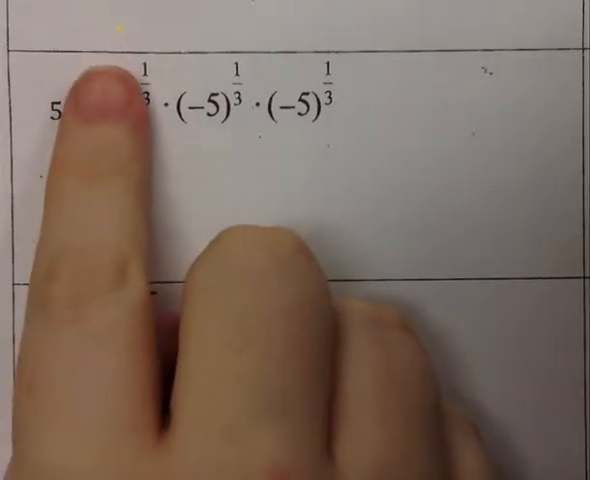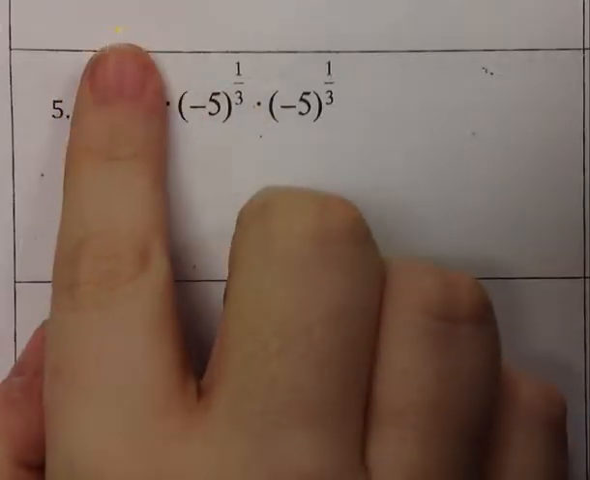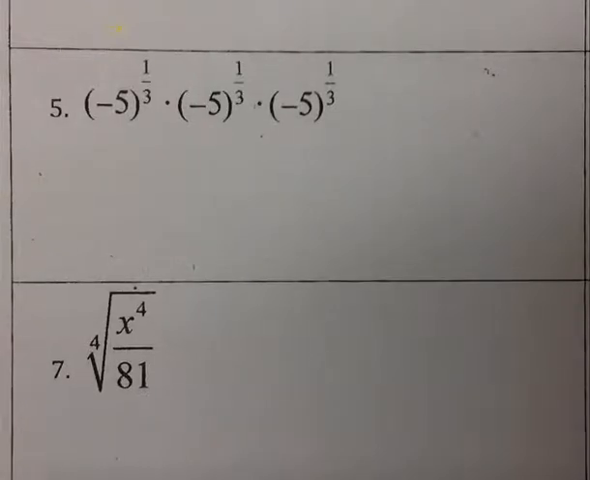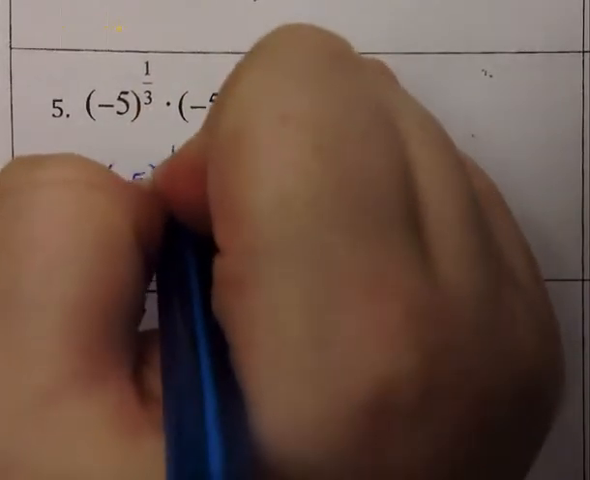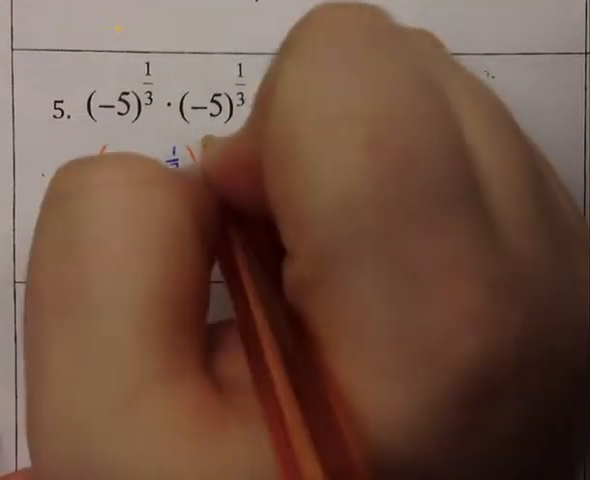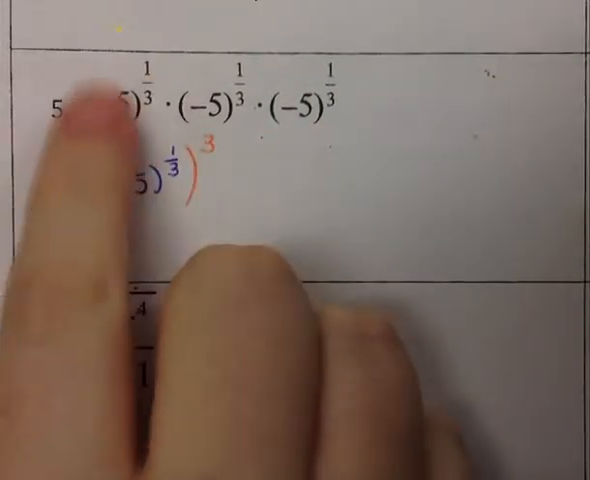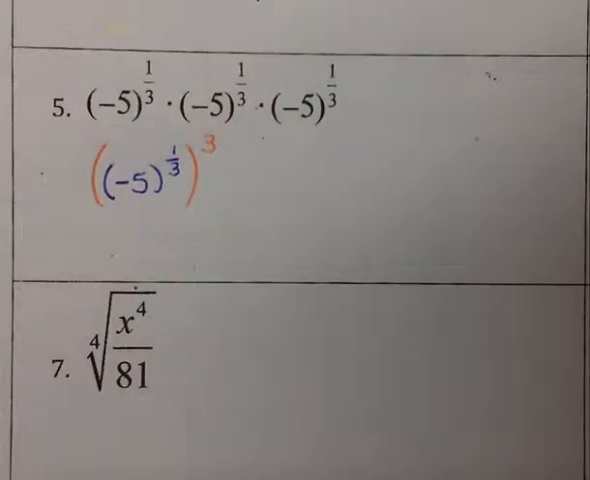Now anytime you have something times itself, this can be rewritten as this one thing raised to the 3rd power because it's 3 times. Shortcut to multiplication is exponents. So this is actually -5 to the 1/3, but then all of that is done multiple times, so this is raised to the 3rd power. Because I have the -5 raised to the 1/3, but I have it multiplied 3 times, so all of this is raised to the 3rd power.